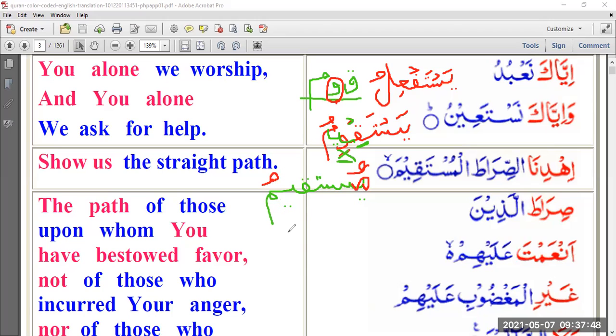And ismul fa'il is mustaqimu, and ismul maf'ul, we will put a fatha there, so mustaqamu. There will be a fatha on ismul maf'ul, and fatha does not support ya, so it will be changed into alif. Mustaqamu.